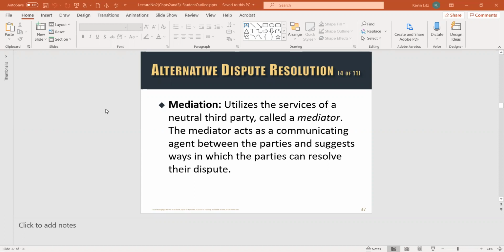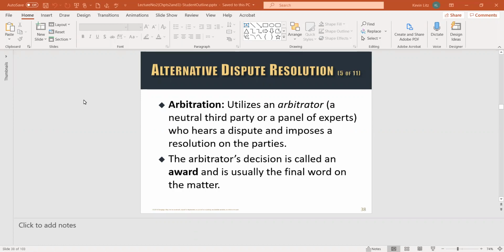He or she will go back and forth and try to move those two parties towards the middle to see if they can get a voluntary agreement. And keep in mind, these three alternative dispute resolution methods are confidential, less expensive than litigation, and not as time consuming as litigation. They're faster.